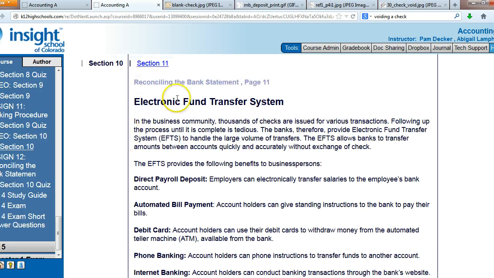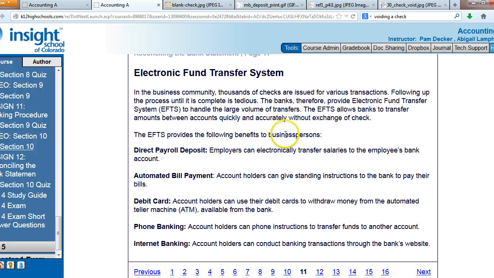Okay, last couple pages here. An electronic funds transfer system. This can be done in several ways. So basically, these are ways that you could transfer funds electronically rather than always writing a check.